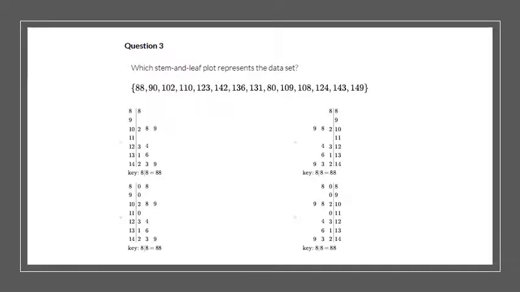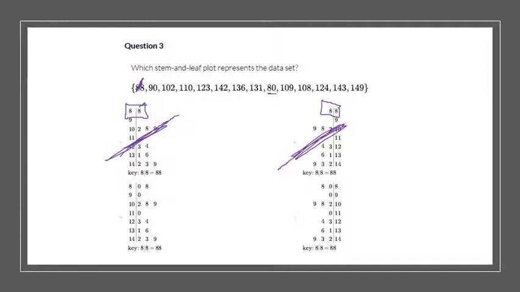Okay, so this stem and leaf plot, I see on the first one, I see 88. In the second one, I see 88. Third and fourth, I see 88. So that is good. And I do see an 80 there. Okay, I don't see an 80 here. So that one's not it. I don't see 80 with a 0 in the ones place. So that one can't be it.